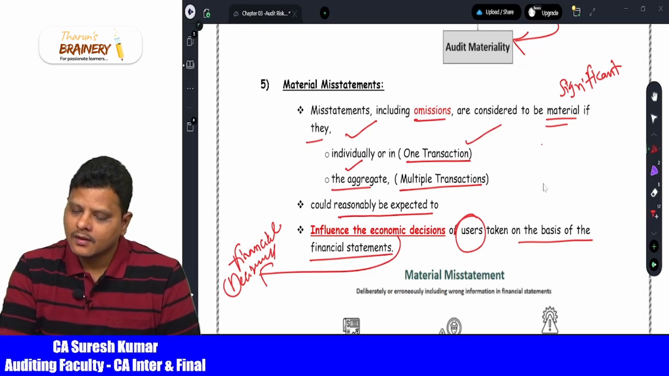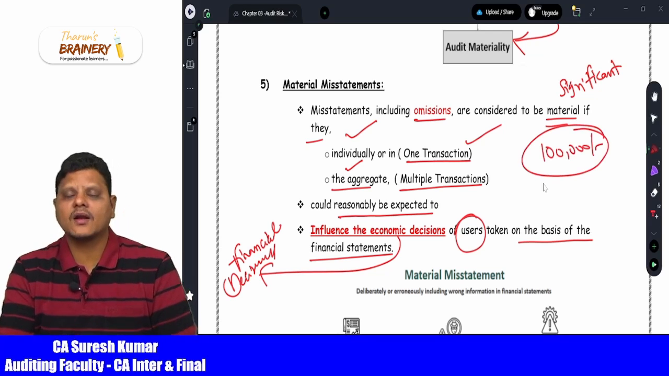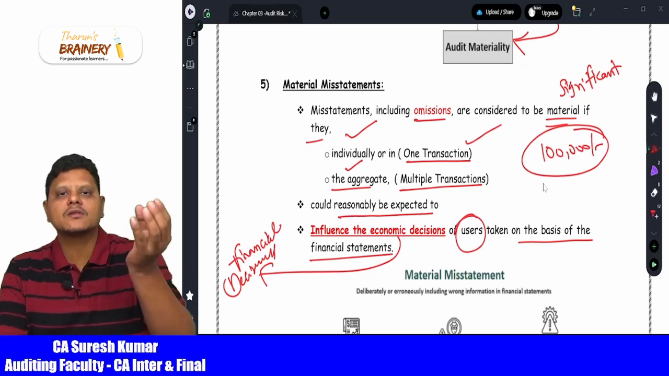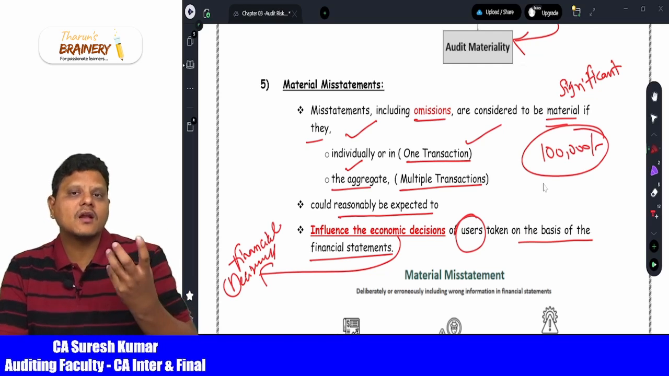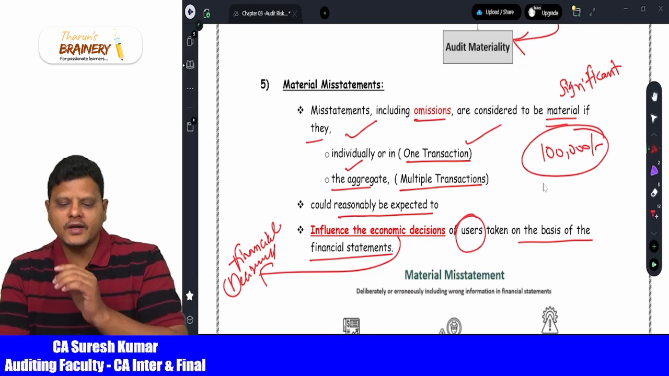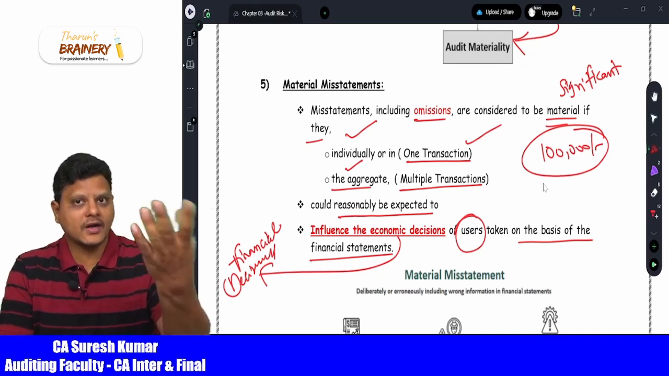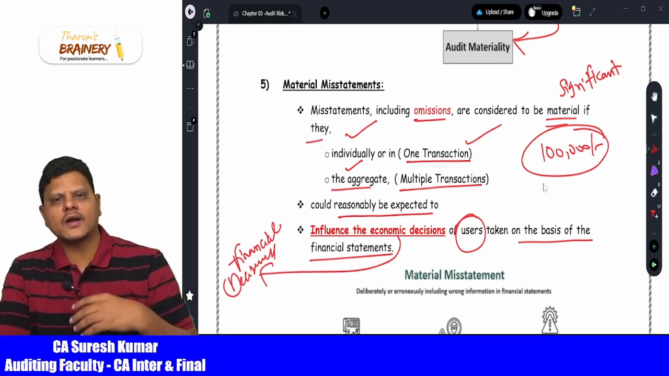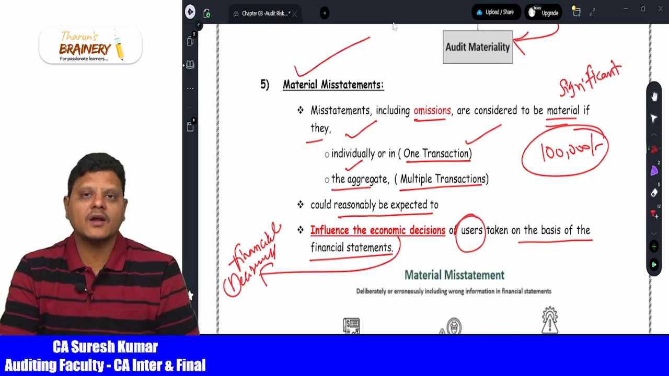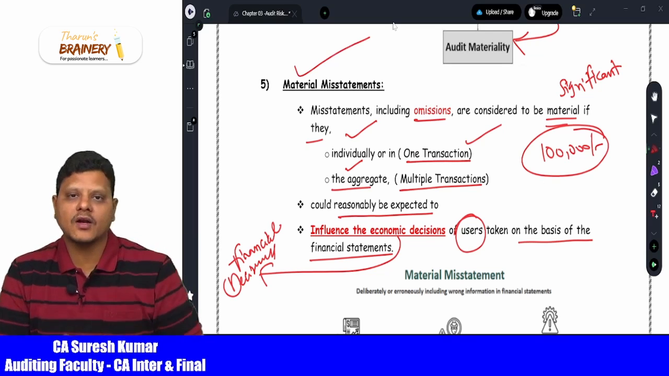Example, 1 lakh rupees is the materiality level set by the auditor. How will the auditor set this 1 lakh? Based on his experience, his knowledge, his skill and competence. Now, during the course of the audit, the auditor identified a 1 lakh transaction which is omitted from recording, not recorded in the books of accounts at all. Now, what can the auditor say? I identified 1 lakh rupees, which is called materially misstated. So, based on this, I am going to give a modified opinion on the financial statements.